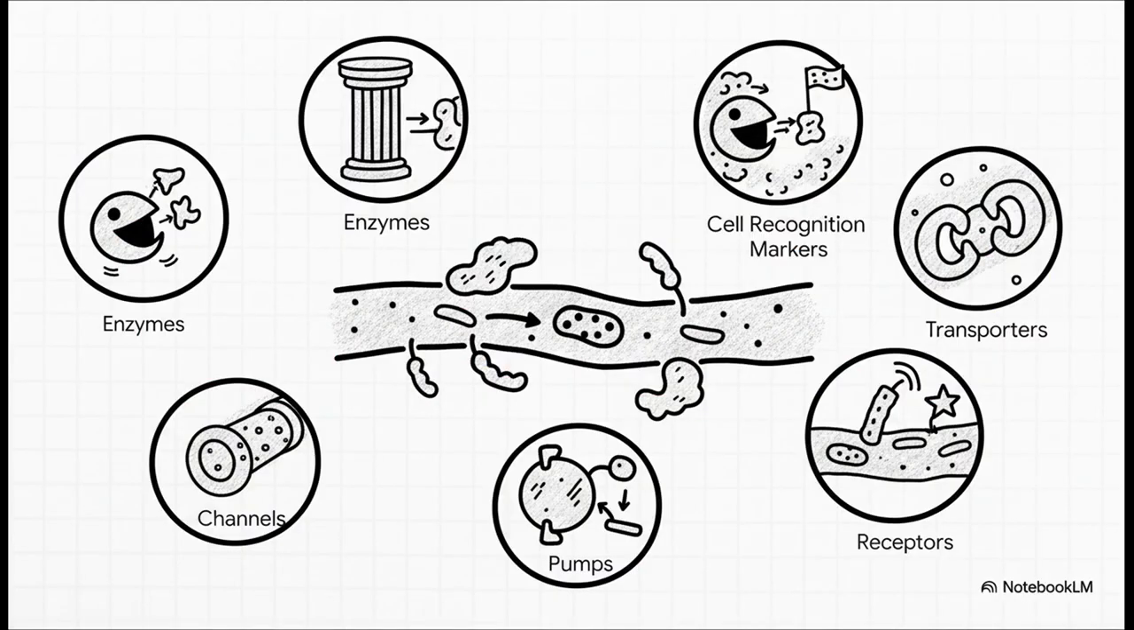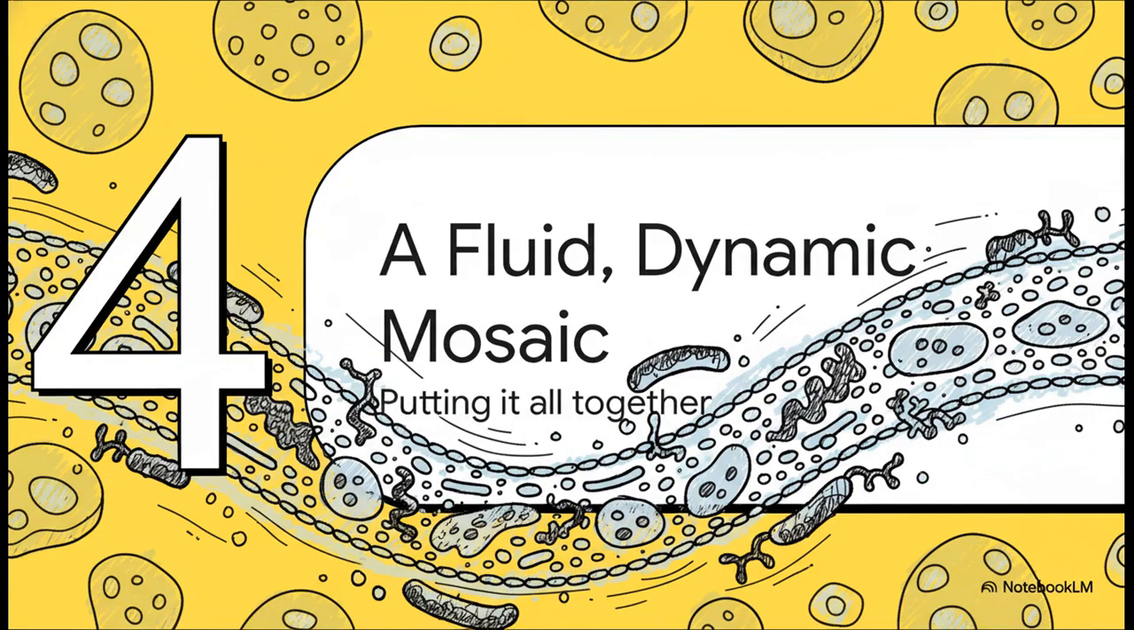And what do these proteins actually do? Oh, just about everything. They give the cell structure, they act as enzymes to speed up reactions, they work as markers for recognition, and here's the big one. They form all the channels, pumps, and receptors that let the cell interact with the world. So if the lipids are the walls of the house, these proteins are all the doors, windows, and the entire electrical system.